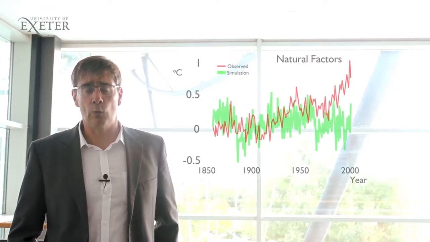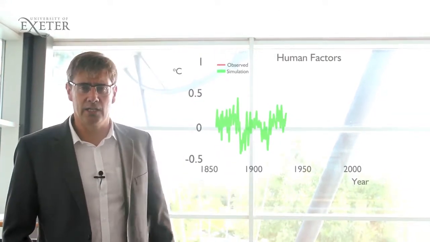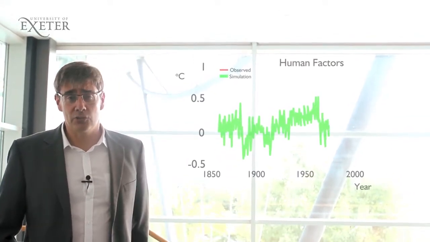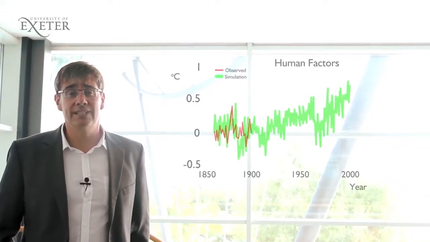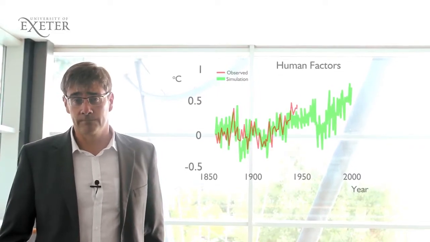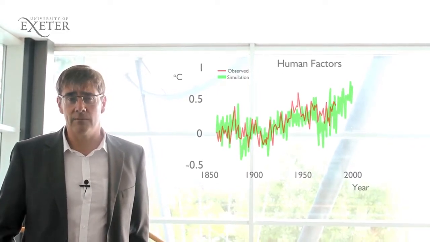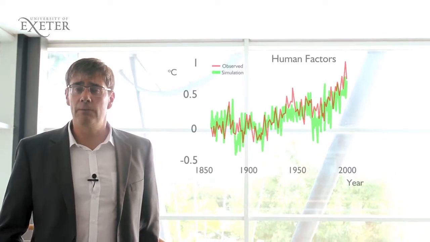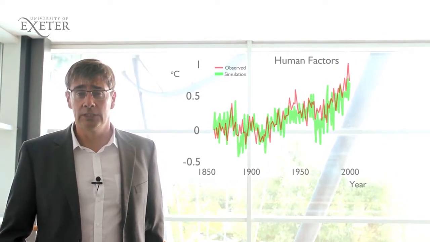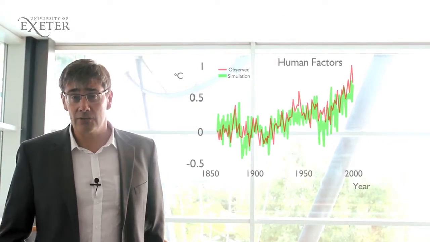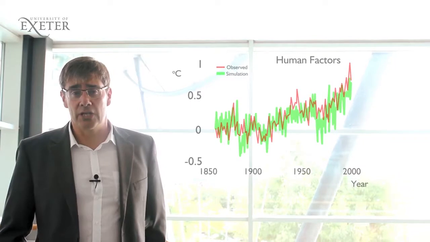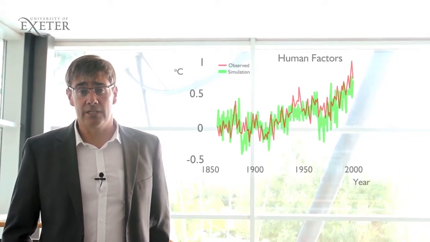But we also include human factors, particularly the increase in carbon dioxide that's been associated with burning fossil fuels and deforestation. When we put in the natural factors, we find that the models can reproduce aspects of the climate, but only until about 1970. From then onwards, the actual warming of the climate and what the models simulate diverge. And in fact, the models tend to have the climate cooling when it should be warming. But when we put in the human factors, particularly carbon dioxide increase, we find that models reproduce the observed warming extremely well. This gives us some confidence that the models are realistic. It also allows us to work out how much of the climate change that we've seen is due to human activities and how much is natural.